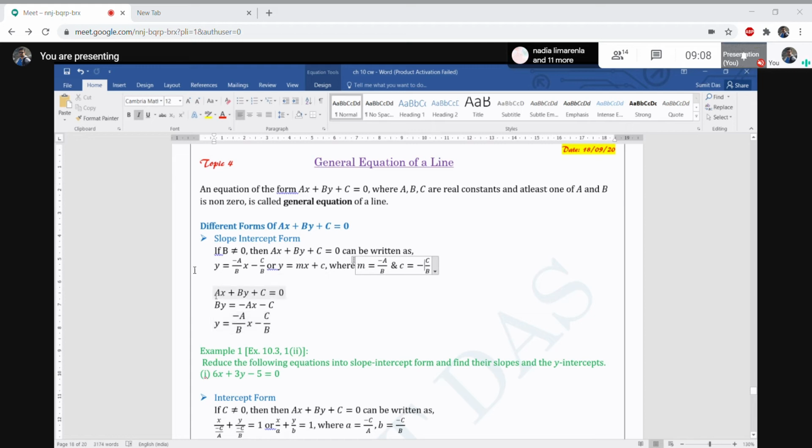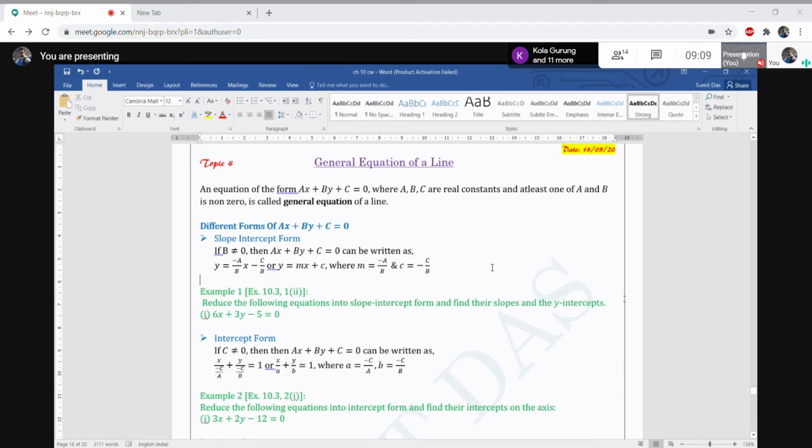Whenever you get a linear equation, how do you convert it into slope intercept form? Just take everything to the right side beside y, and then divide both sides by the coefficient of y. We'll do one problem, and with one problem you will understand better. So this is the way to do it. The slope intercept form is y = -(a/b)x - c/b.